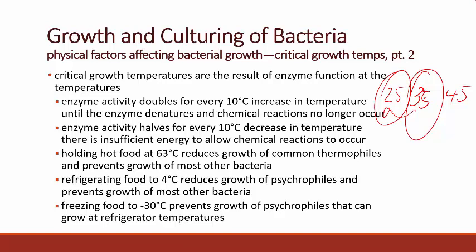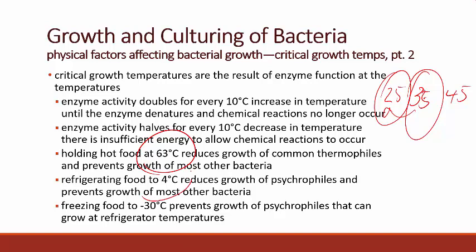So where does this become important? Well, it becomes important around holding hot and refrigerated foods at appropriate temperatures. By holding hot foods at about 63 degrees C, we can reduce the growth rate of common thermophiles that might infect the food and cause it to spoil. And it will generally prevent growth at 63 C. It'll prevent the growth of most other bacteria.